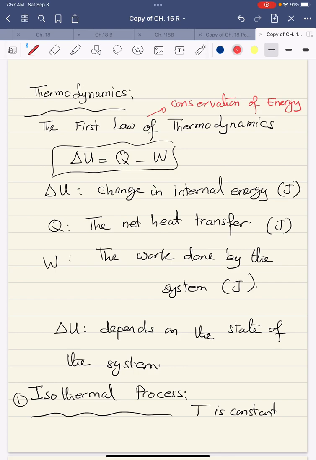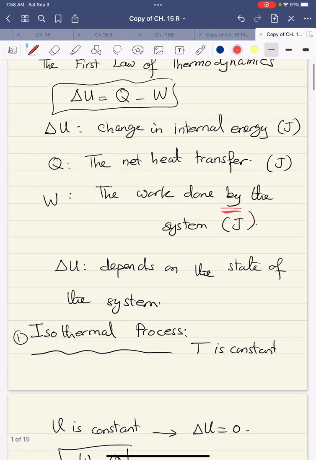These are my definitions. Delta U is the change in internal energy, measured in joules, and we're going to talk about how we calculate the change in internal energy. Q is the net heat transfer, or the net quantity of heat transferred, in joules. And W is the work done by the system, not on the system. All right, this is very important.